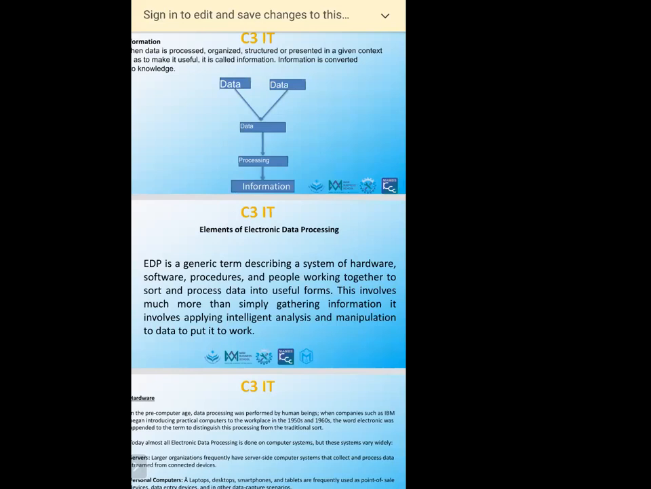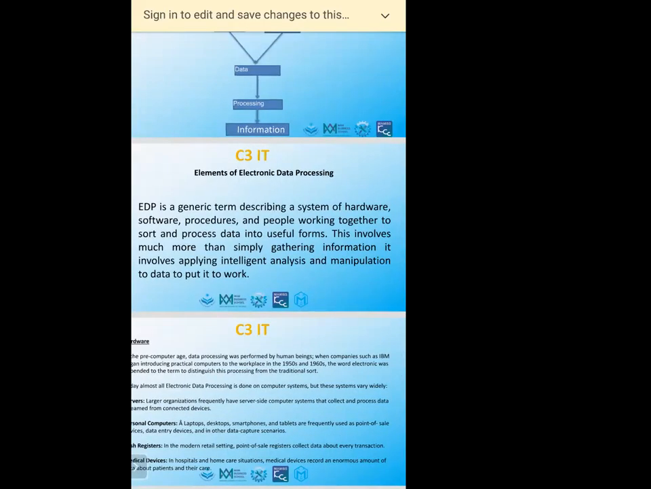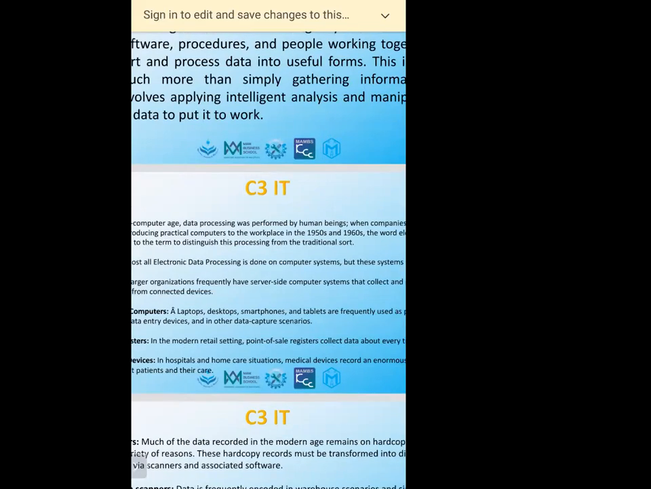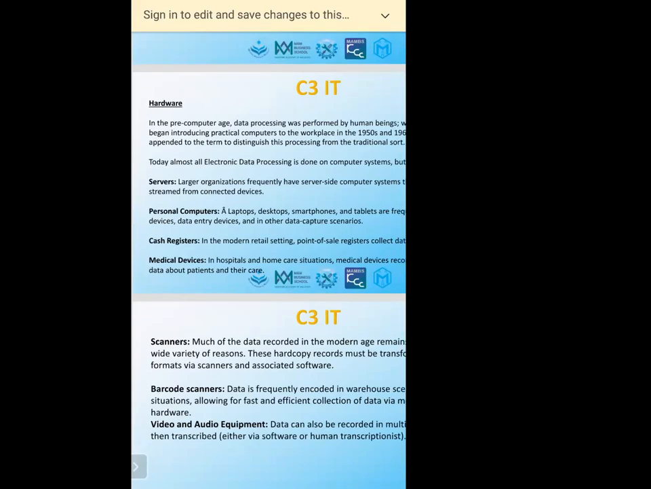Now we are going inside the hardware. The EDP describes what hardware you are using. So what is the hardware? Now I have written it. Hardware means servers, personal computers, cash registers, medical devices, scanners, barcode scanners. These are some hardware devices, along with video and audio equipment.